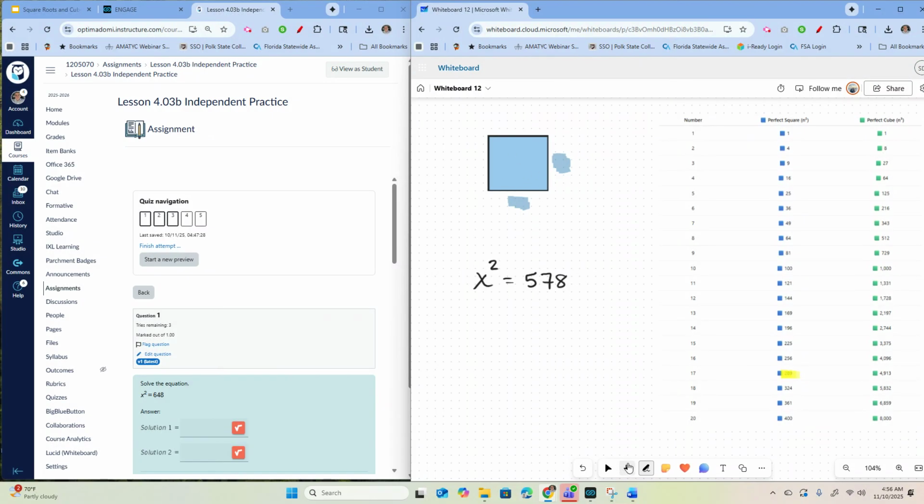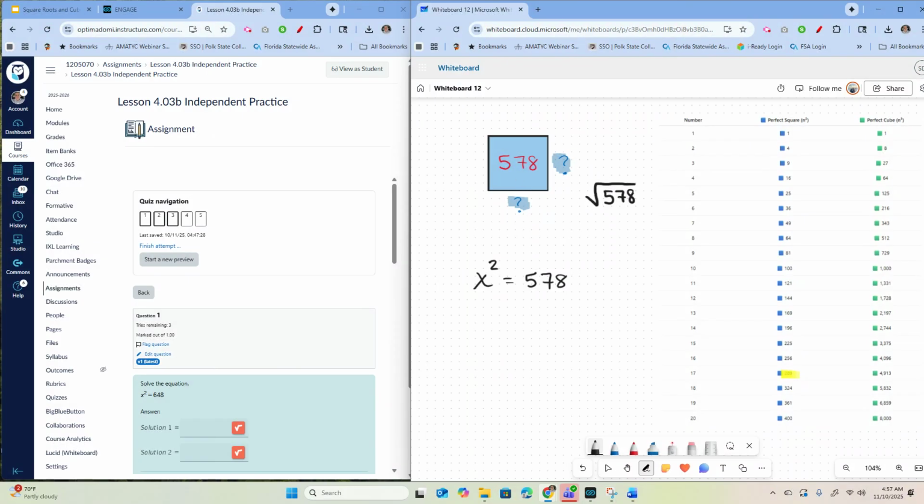Now, the best way to understand this is every time you see this type of equation, imagine a square where the inside of the square is 578, and they are asking you how much the sides of the square are. That's what you have to imagine. We did this last class. Basically, we're doing the square root of 578.